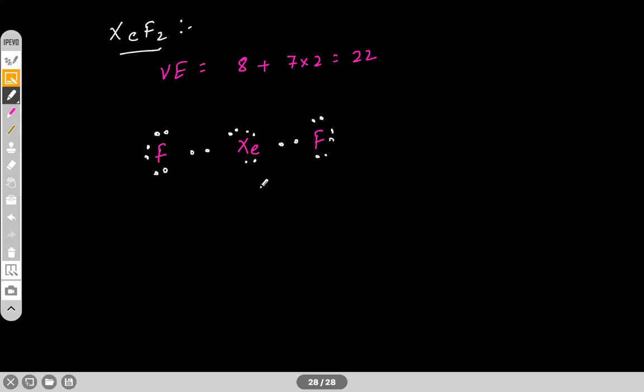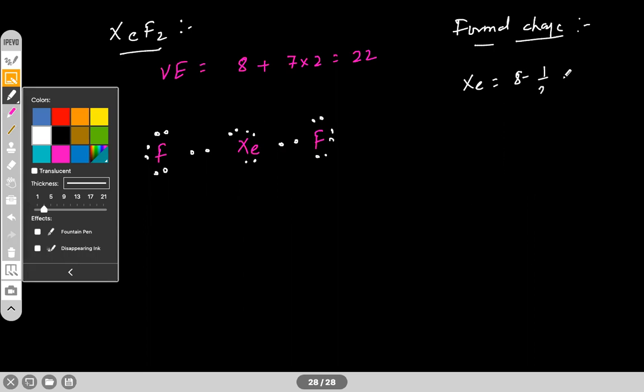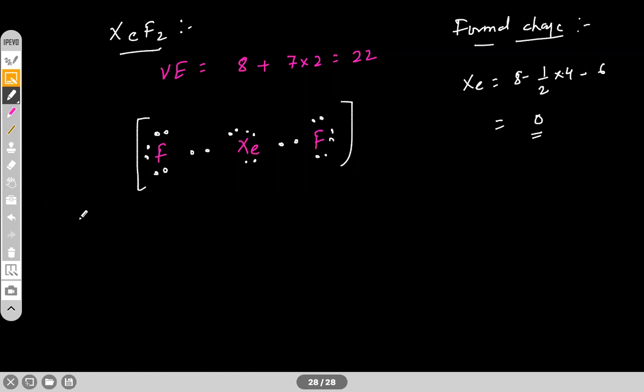Then if you calculate the formal charge, what is the formal charge on xenon? Xenon, the formal charge: 8 minus half of 4 minus 6. So 0, there's no charge on xenon. Fluorine also has 0 formal charge. Hence, this is the Lewis dot structure we have. Any doubt? Try this one, XeF4.